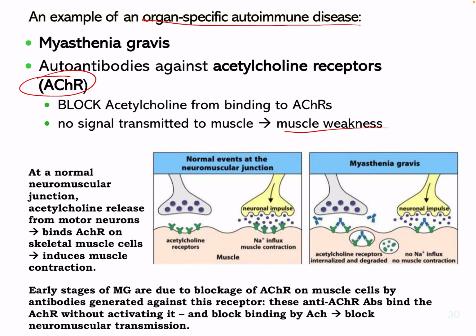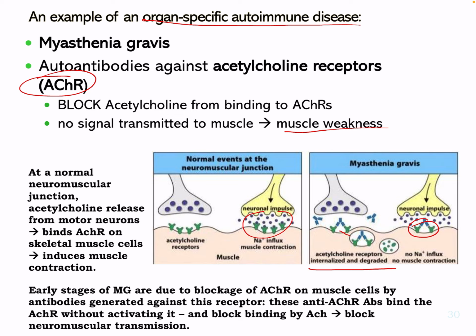So here we can see a normal neuronal impulse and binding. Here we can see the receptors are diminished and inactivated. Acetylcholine cannot respond. And we can see here that the receptors are essentially internalized and degraded, and essentially we don't have any receptors.